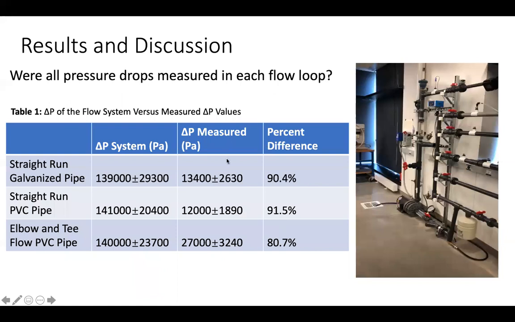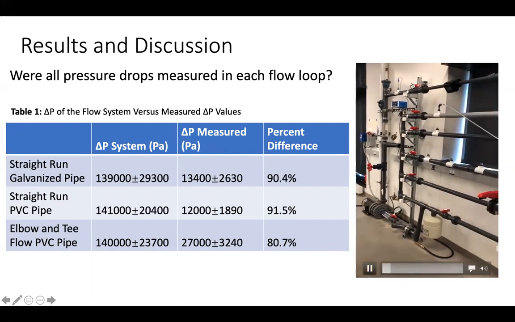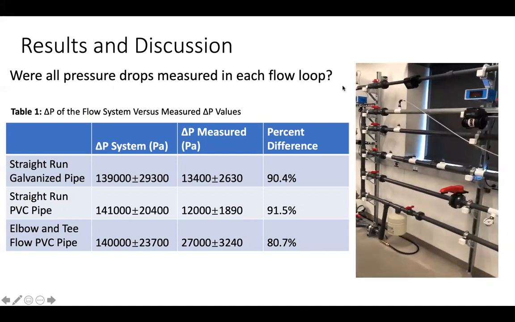All the pressure drops in the system were not accounted for, as we can see with this huge percent difference in our pressures. So our measured delta P's included the delta P from the orifice plate flow meter and the straight run in the galvanized pipe, the PVC pipe, and the elbow and T flow. All of these account for the orifice plate, but as we can see, there's a large disparity between these pressure drop values. And this is due to our flow rig here not accounting for this change in potential energy up here.